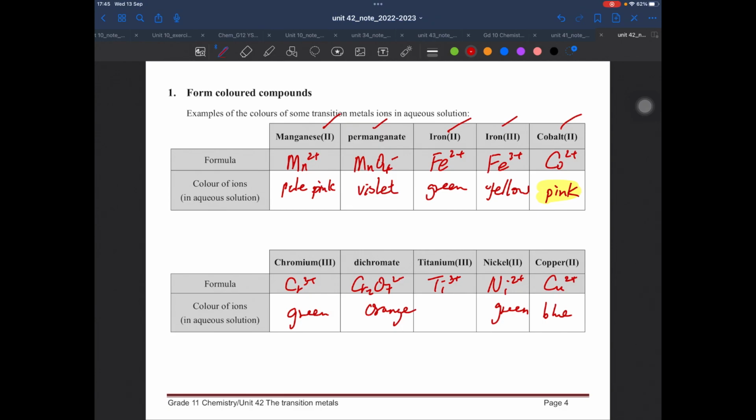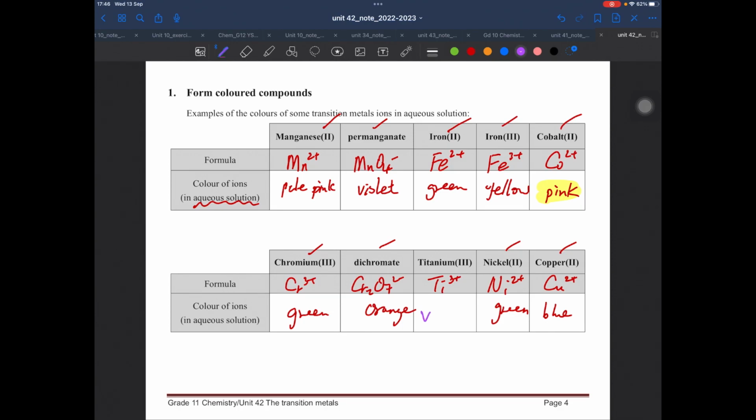Cobalt 2 got pink color in aqueous solution. When there is no water, cobalt 2's color is blue. That's why cobalt 2 chloride can serve as a water indicator. And chromium 3, no problem. Dichromate, no problem. Nickel 2, copper 2, no problem. Now, there is something new for you, which is titanium 3 ion.